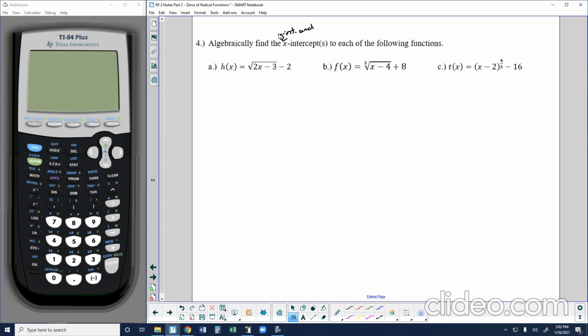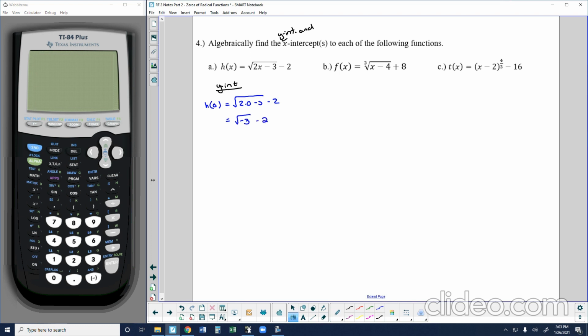So y-intercept, we found these with polynomial functions, and we can find these using the exact same techniques with radical functions. To find the y-intercept, we're going to substitute in 0 for x. So this is the same as 2 times 0 minus 3 minus 2. Sorry, I would have 2 times 0, which is 0, minus 3. So I'd get the square root of negative 3, minus 2.